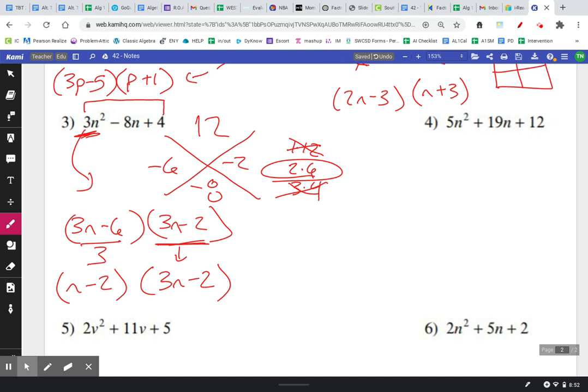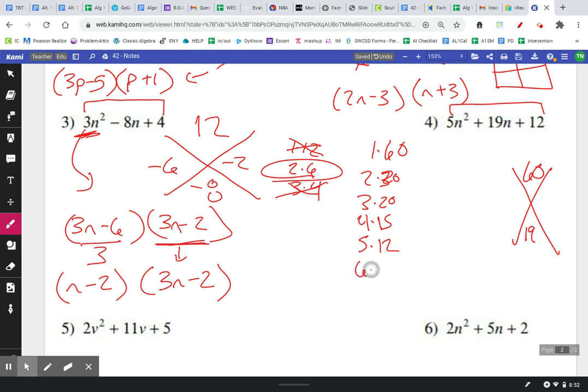I like this next one because it gives us a bigger product of A and C. We need 5 times 12, which is 60. And I need it to add to 19. So I'm thinking factors of 60 that add to 19. 1 times 60, 2 times 30, 3 times 20, 4 times 15, 5 times 12, 6 times 10. I think that's all of them. And I need 19. You should be noticing, hey, 4 and 15 can give me 19.